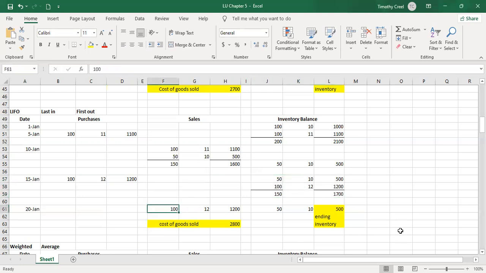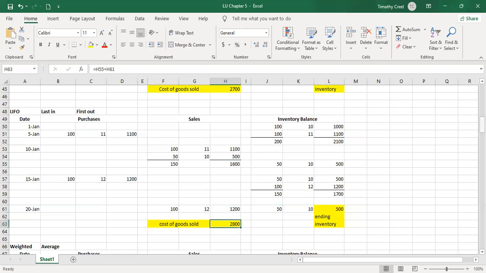So we make another sale of 100 on January 20th. And since we're doing LIFO, last in, first out, this sale is going to be taken out of the last inventory item to come in. So what we've got left in ending inventory then would be still that 50 at 10, which is from our beginning balance for a value of 500. And if we were to add up our cost of goods sold, from the first sale plus the second sale, it would be 2,800.